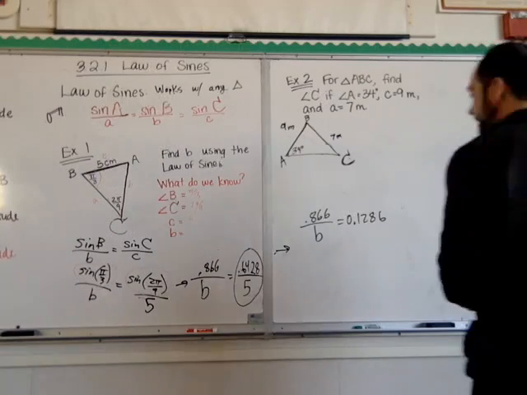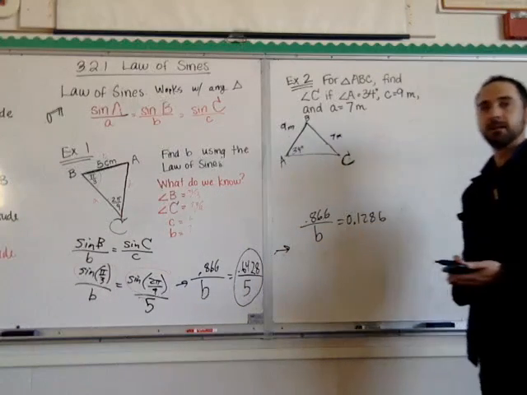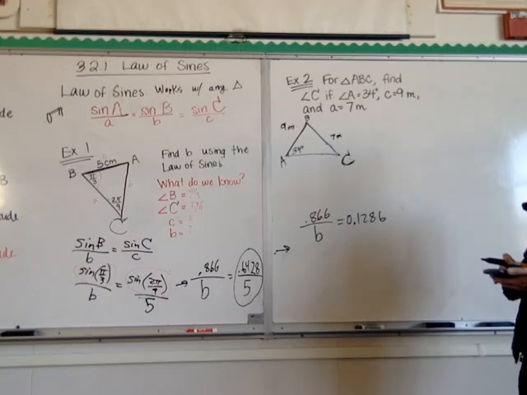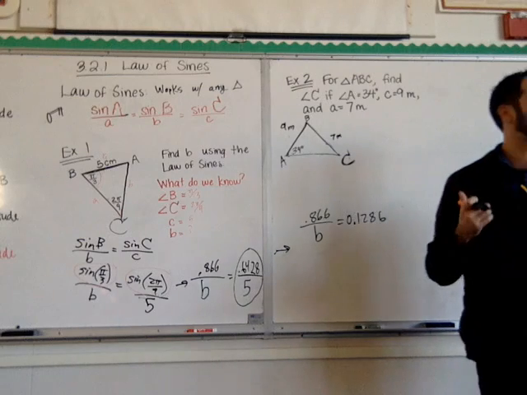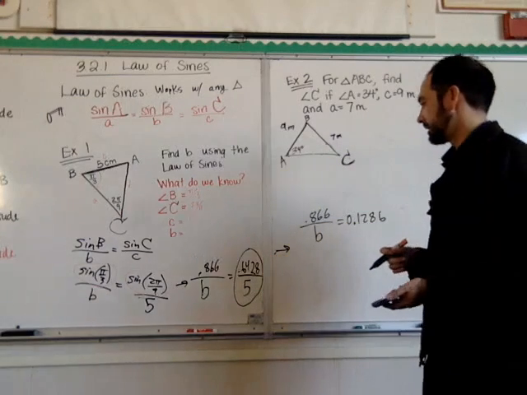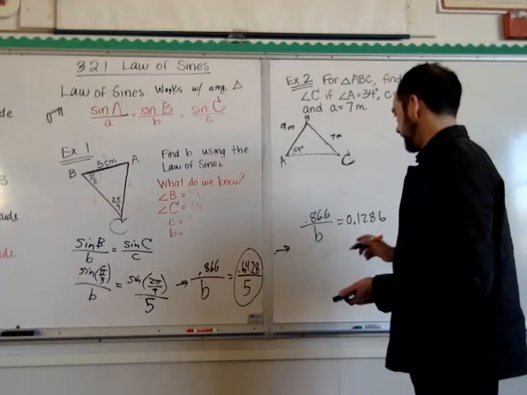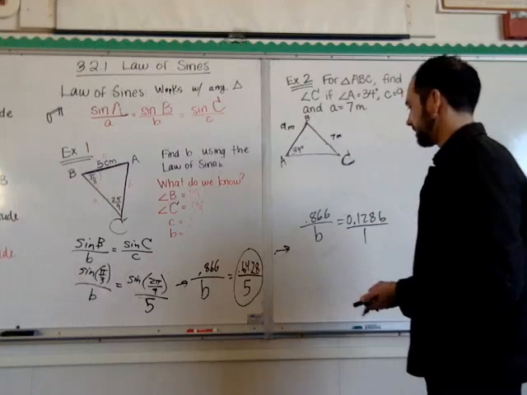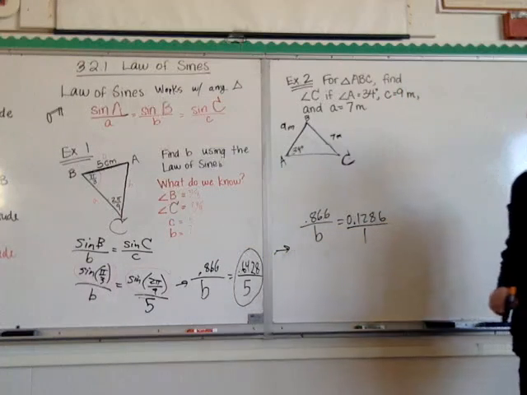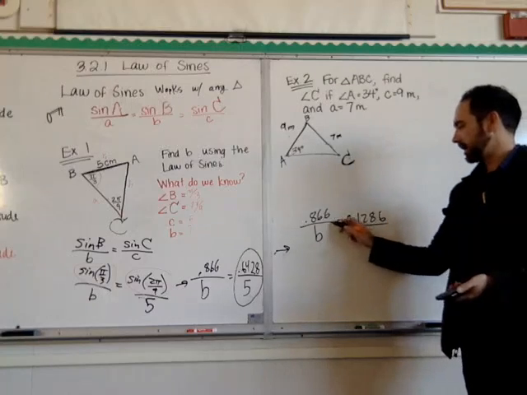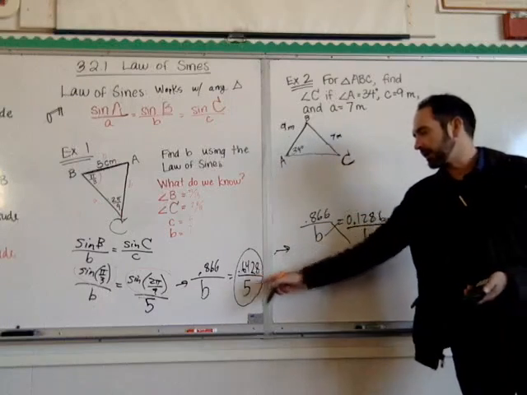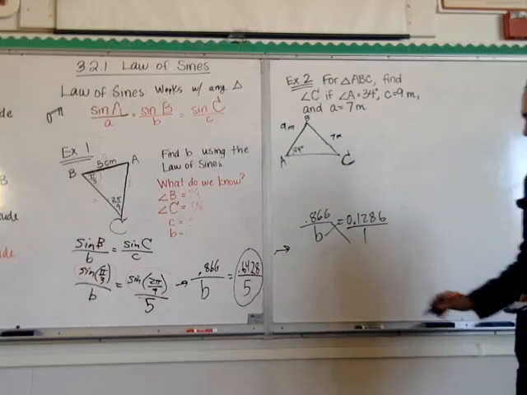What's my almost last step here? Solve for B. A couple ways to do it. I see. So you're thinking about getting the B on top. Another way to do it, since we were making a proportion here, we can just put that over 1 and do cross multiplication. And we could have done that over here. I just remember that now.